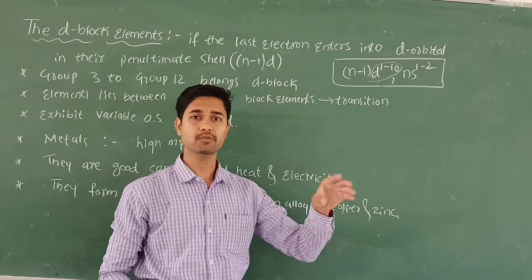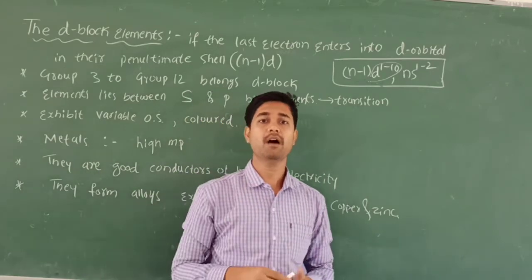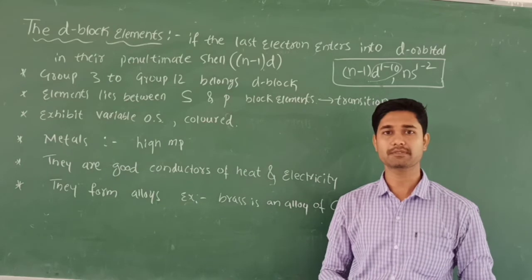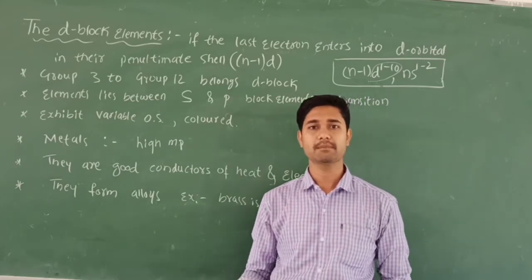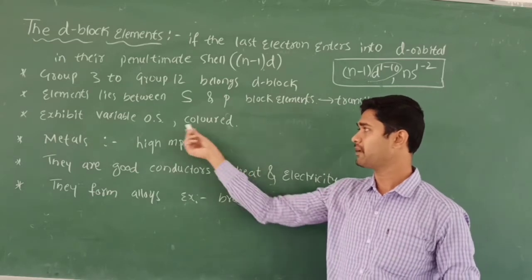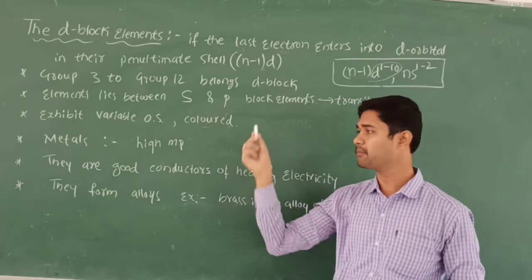You can place 1, 2, 3 like this. It depends upon their atomic number. And also they are colored compounds. You know that one. For example, iron, and also nickel, come under this. Because of this variable oxidation state, they also show some colored compounds.